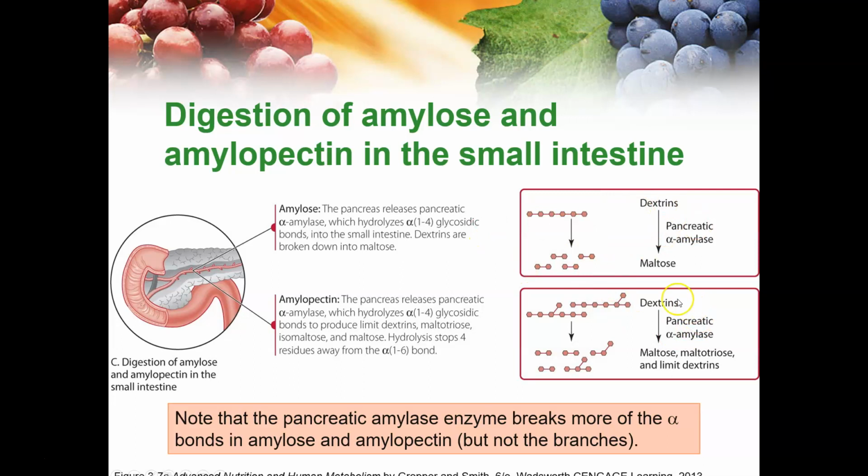If we do the same thing with our amylopectin, we will also get some small molecules here, but remember, there are branch points here, so some of these little molecules will have branch points. So the pancreatic amylase will break most of those alpha bonds in amylose and amylopectin, but not the branches. And we need additional help because, again, we're still not small enough for the enterocytes to be able to absorb those digestion products.